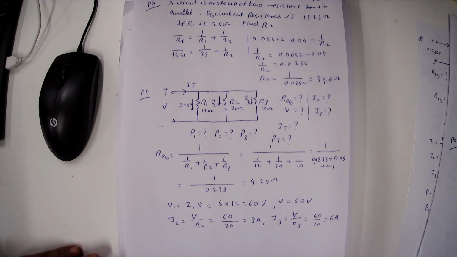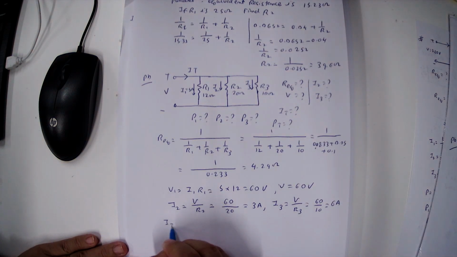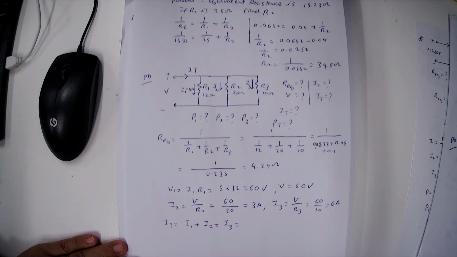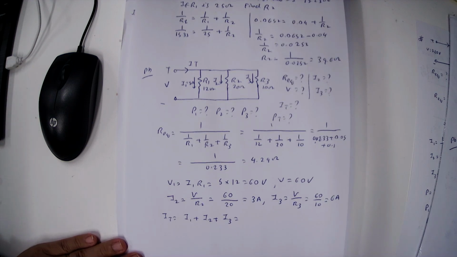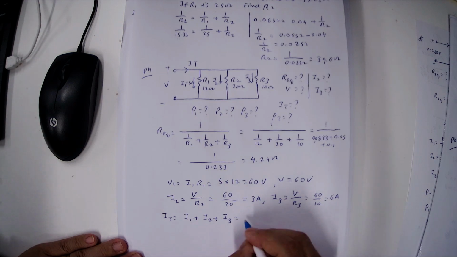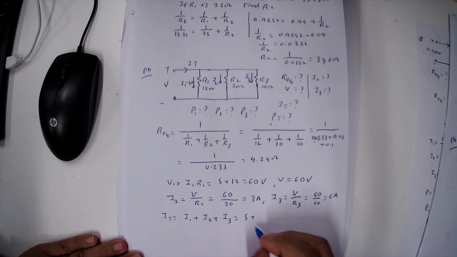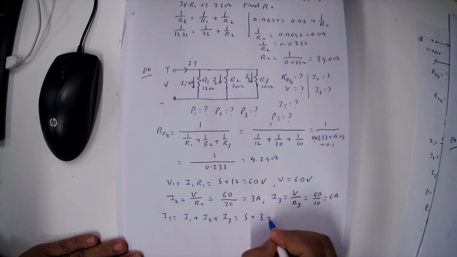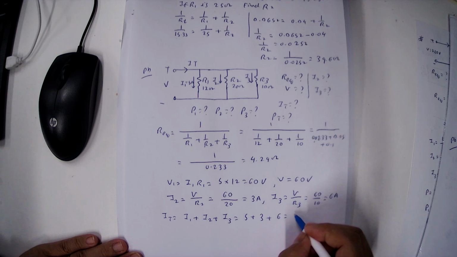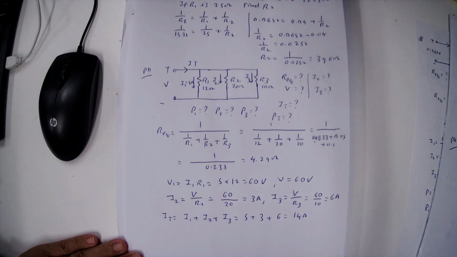And also we have to calculate the supply current, I total. I total is I1 plus I2 plus I3. Because of the parallel connection, supply current is the sum of all the branch currents. So the I1 current magnitude is 5, I2 current is 3 ampere, I3 current is 6. 5 plus 3 plus 6, you got 14 ampere. So the supply current is 14 ampere.